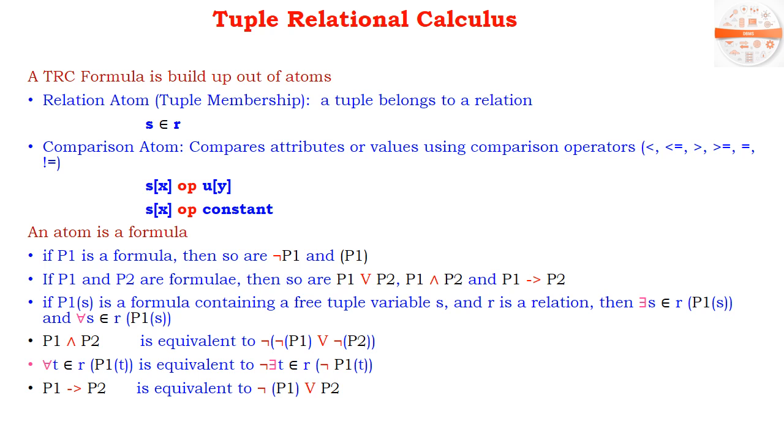And the next equation, the universal quantifier: the tuple associated with the universal quantifier that belongs to the relation with the predicate condition true is equivalent to the negation of the tuple associated with the existential quantifier that belongs to R and the negation of P1(T). P1 implies P2 is equivalent to the negation of P1 or P2. I hope that you will understand this concept.